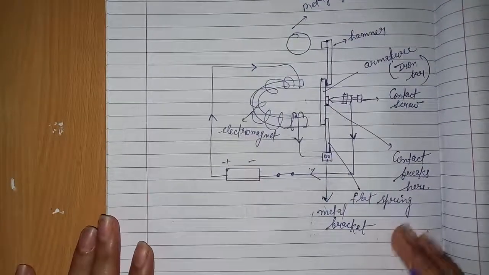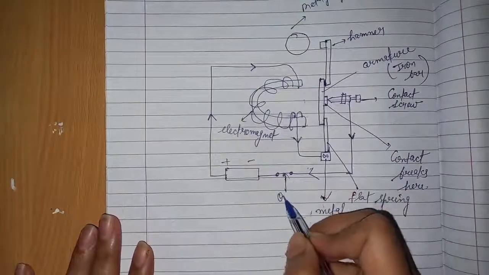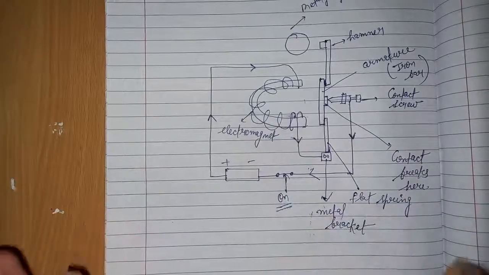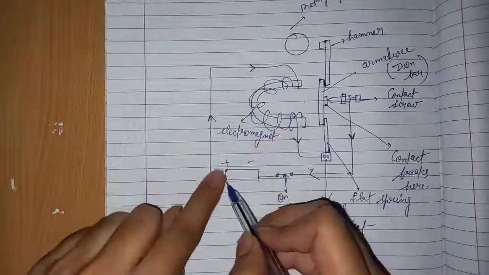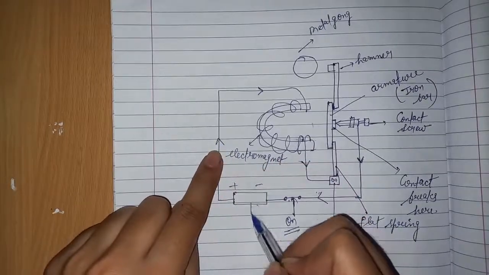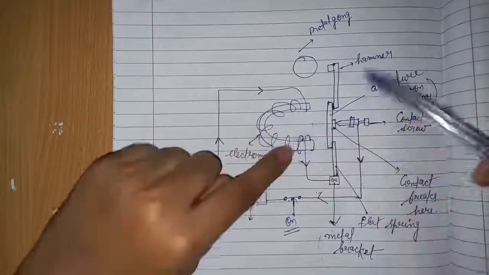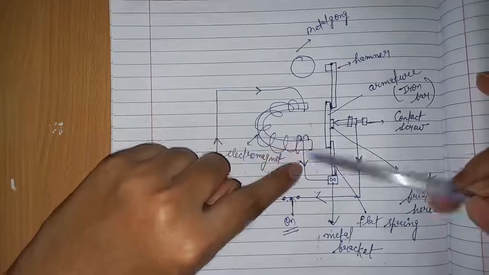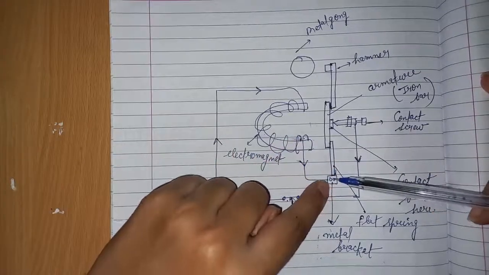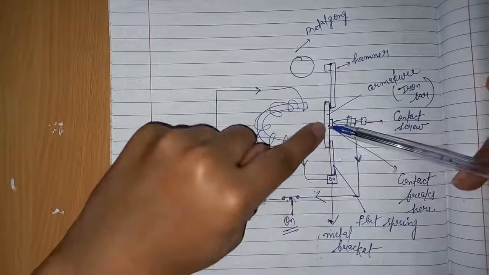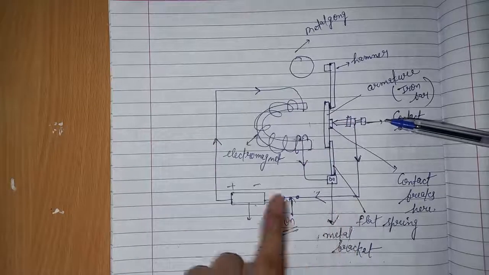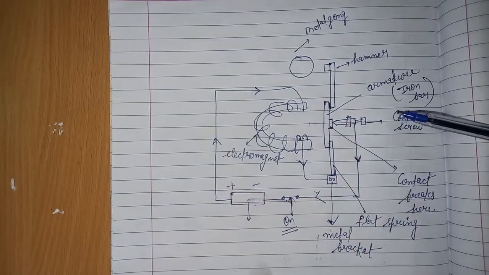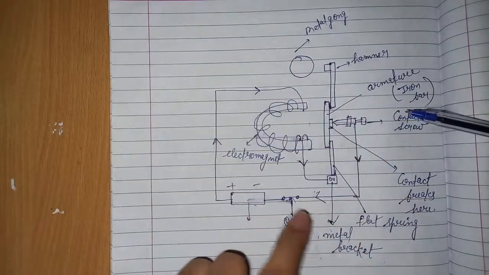Let me explain. When we press this switch, and the switch comes to the on position, then electric current starts to flow from the positive terminal of this battery, enters into this wire, and from here the current passes through this wire, enters into this metal bracket, enters into the flat spring, enters into the armature, and enters into the contact screw, and from this wire enters again into the negative terminal of the battery. So this is the direction of current flow.